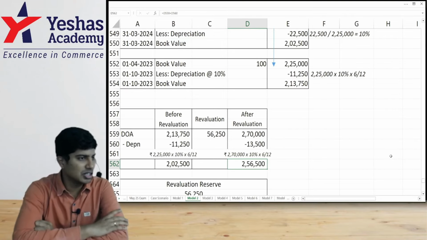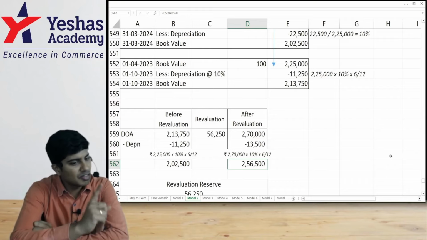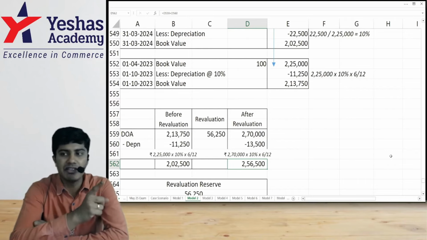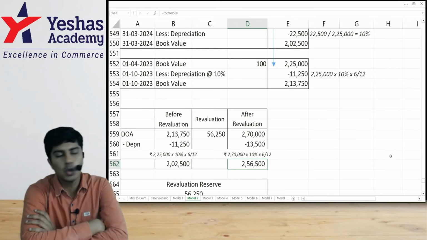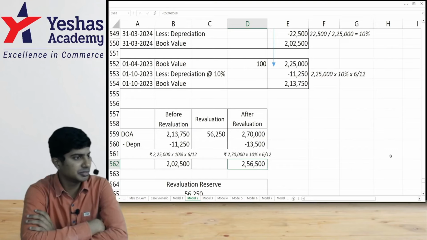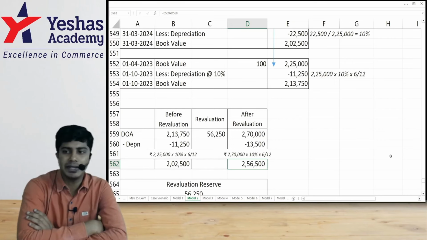They have not asked you to do consolidated balance sheet, but if you do consolidated balance sheet, 2,56,500 is the value of plant and machinery of subsidiary, which will be taken to holding's consolidated balance sheet. We have done AQ on this. Yeah, asset revaluation, upward with depreciation, downward with depreciation, middle of the year with depreciation. We have done that. Please go back home and revise this once. You'll be able to connect it.